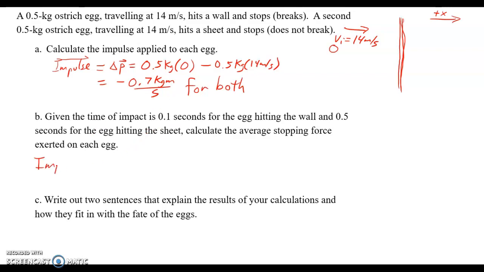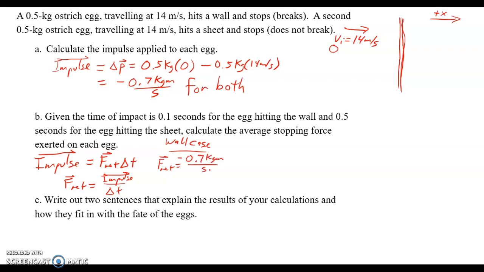Because, as I showed you on the last slide, impulse equals F net times delta t. And then we can solve this and say F net equals impulse over delta t. And so for the egg hitting the wall, it's simply negative 0.7 kilogram meters per second divided by 0.1 seconds, and that is going to be negative 7. And then if we look at the units, kilogram meters per second per second is newtons, so negative 7 newtons.